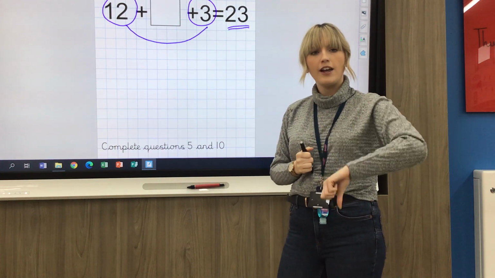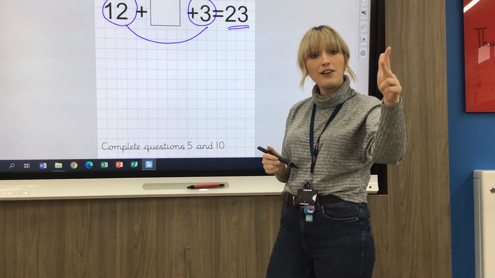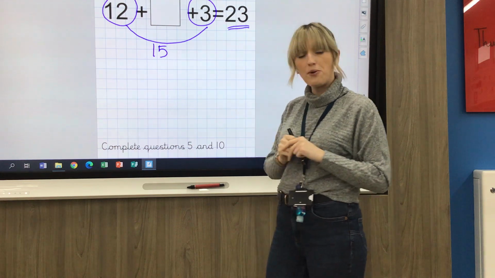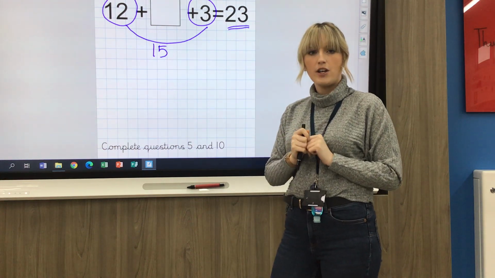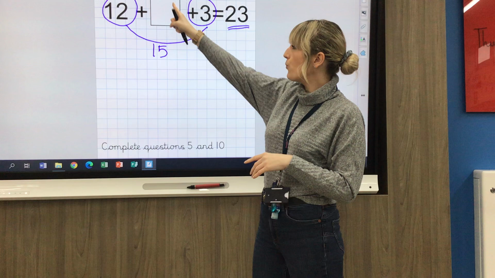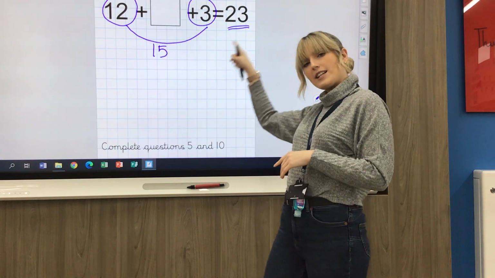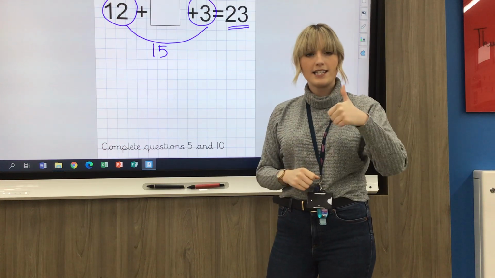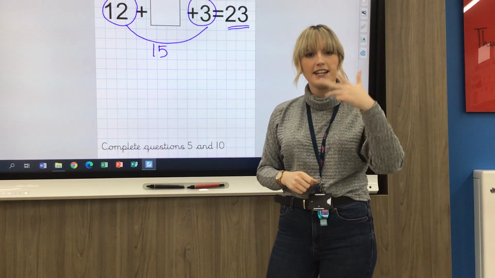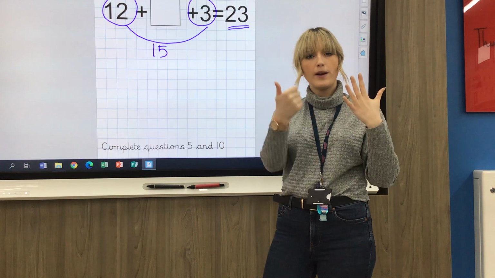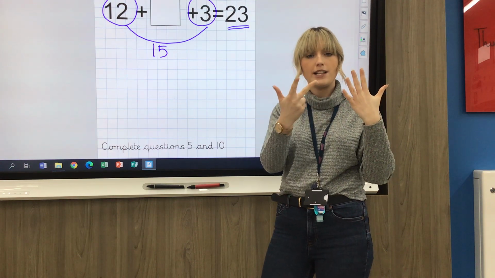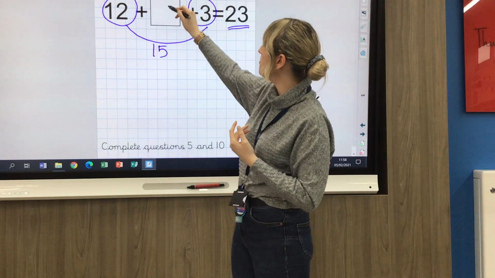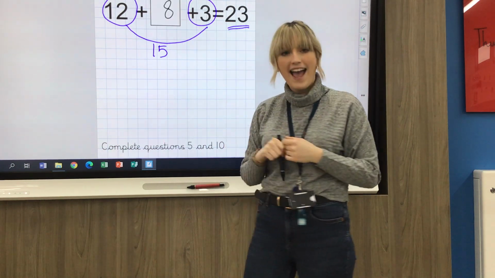So 12, 13, 14, 15. Okay, so I know those two numbers total 15. So I've got 15. What do I need to add to 15 to get to 23? Count with me. So we've got 15, 16, 17, 18, 19, 20, 21, 22, 23. So I've added 8 more. So my missing number is 8.